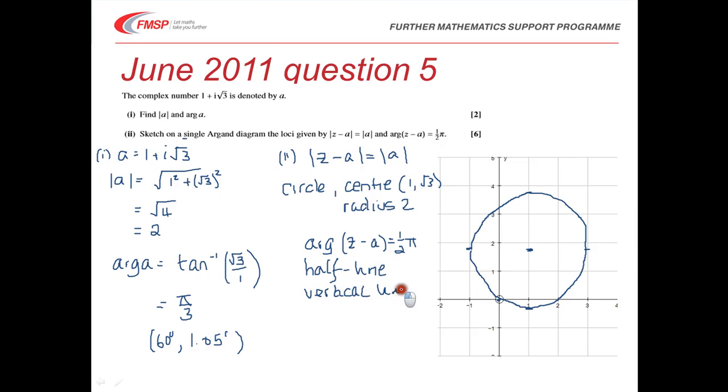Now you've only got to show this on your diagram, so I'm just writing in a few little bits to help us, but all we've got to show is this, that we've got a vertical line starting from here so that it is parallel to the real axis, so this angle is pi over 2.